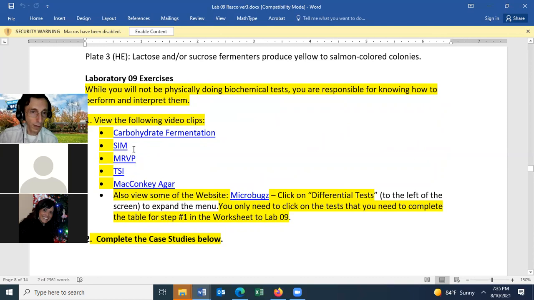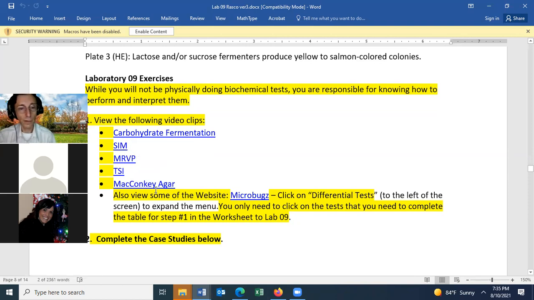We have a video on the SIMS test. We have a video on the MRVP test. And remember, this is 2 tests, the MR test and the VP test. But normally you inoculate them as 1 tube, and then split the tube into 2 tubes. Use 1 portion for the MR test, 1 portion for the VP test. We have a video on the TSI test, a video on McConkey's agar.